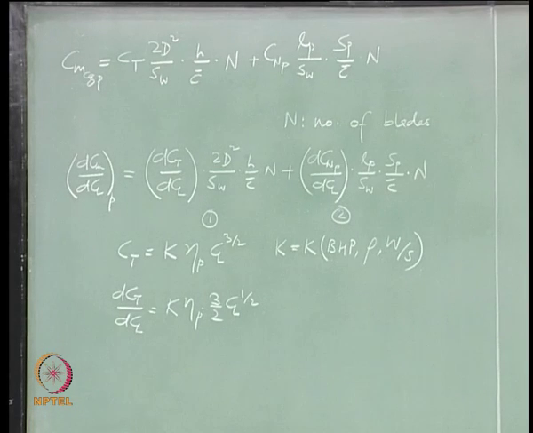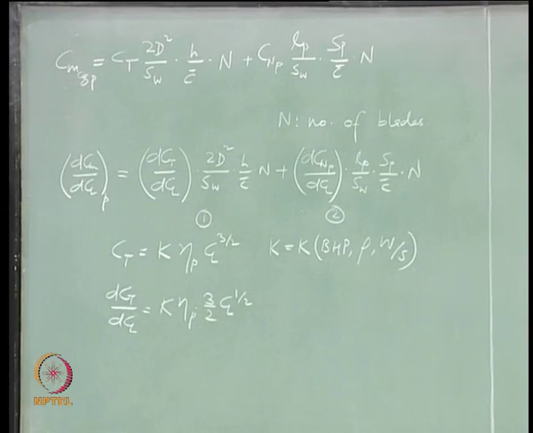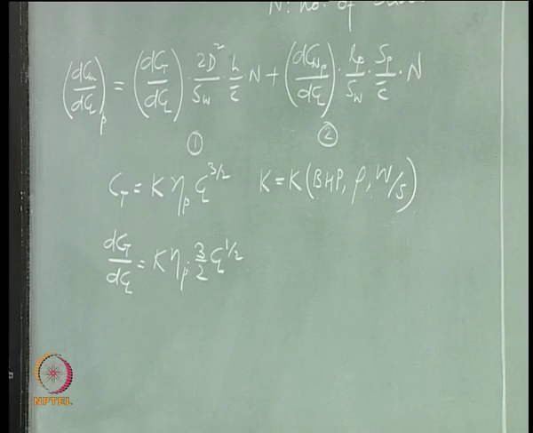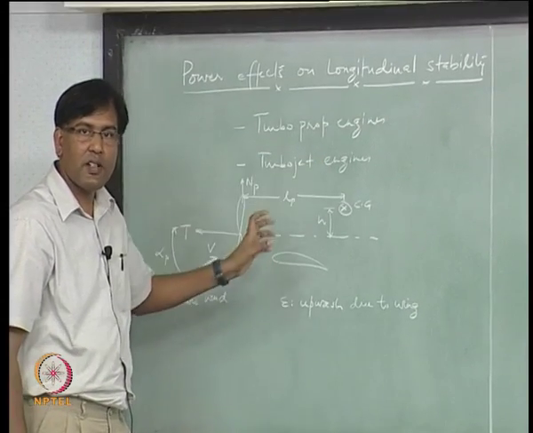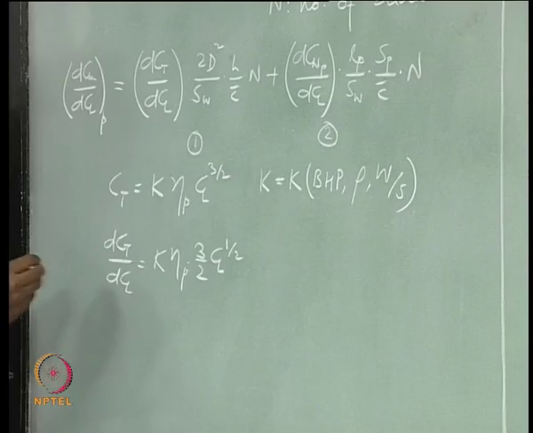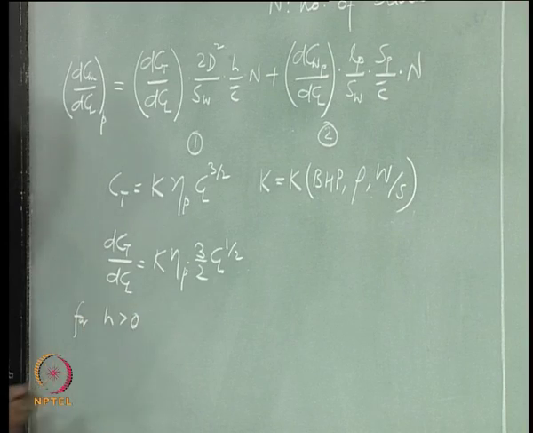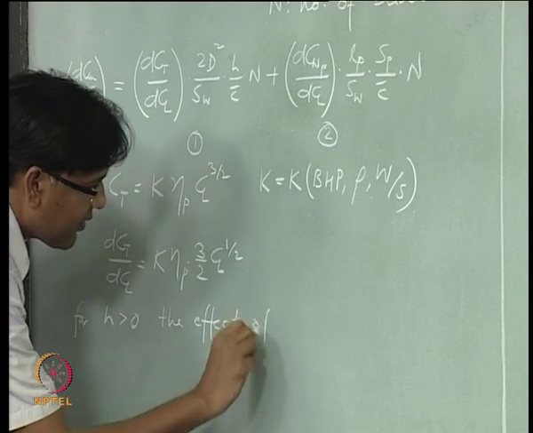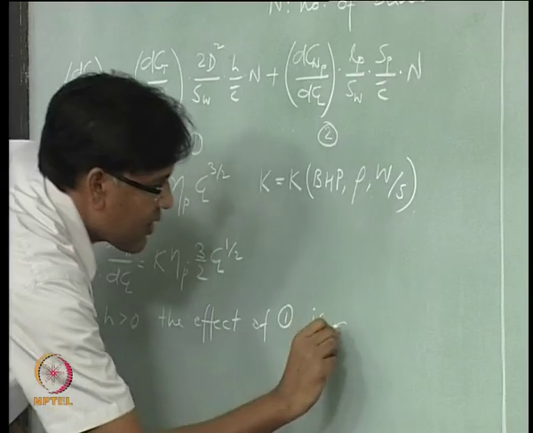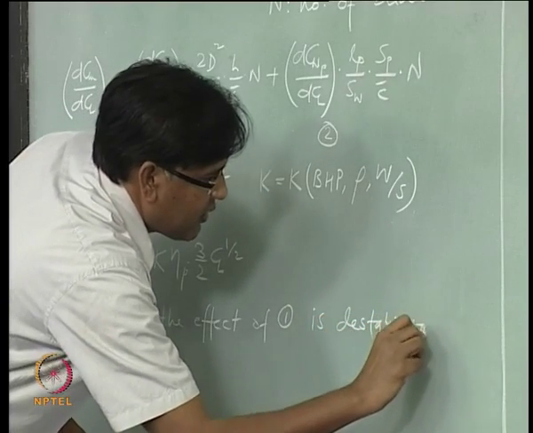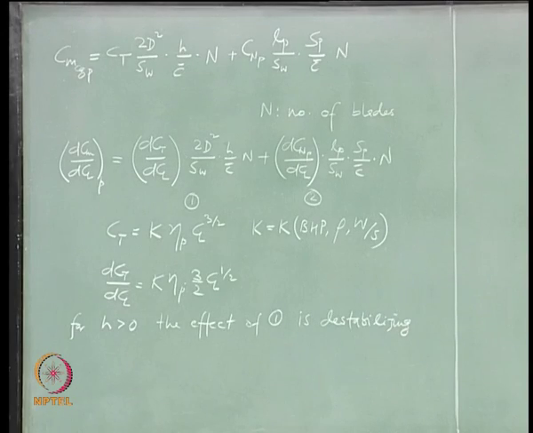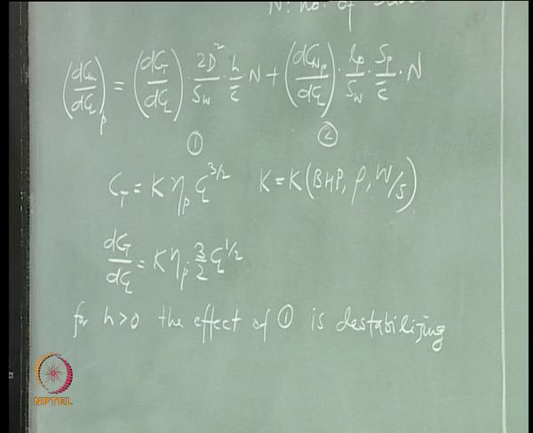If H is positive, means what? Right. If this thrust line is lying above CG, then it is going to have a stabilizing effect, right. So for H, right. So you can choose your H for getting more or less stability, right.